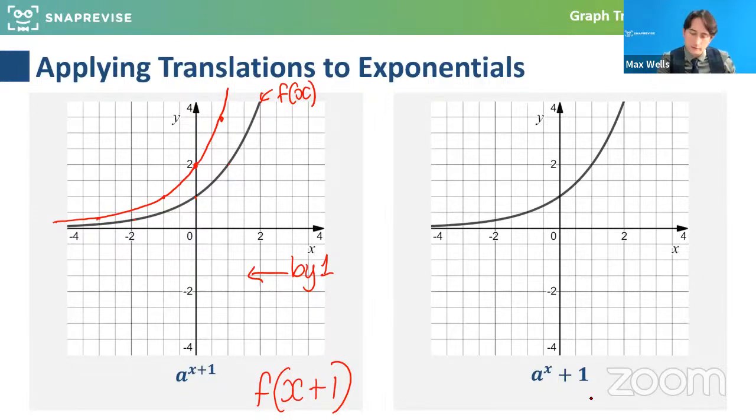Brilliant. Now this one, a little bit different. What kind of translation is this? That was our f of x. What's happening now? What would we do with this one?